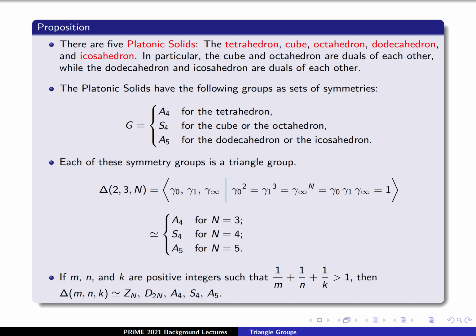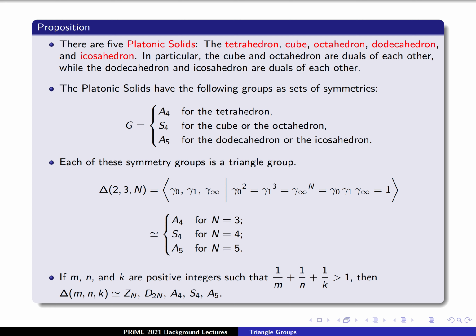Each of these symmetry groups is an example of a triangle group. We can actually express these groups in the form Δ(2,3,n), where if n is equal to 3, we find the rotations of the tetrahedron. If n is equal to 4, we find the rigid rotations of either the cube or the octahedron. And if n is equal to 5, we find the rigid rotations of either the dodecahedron or the icosahedron.